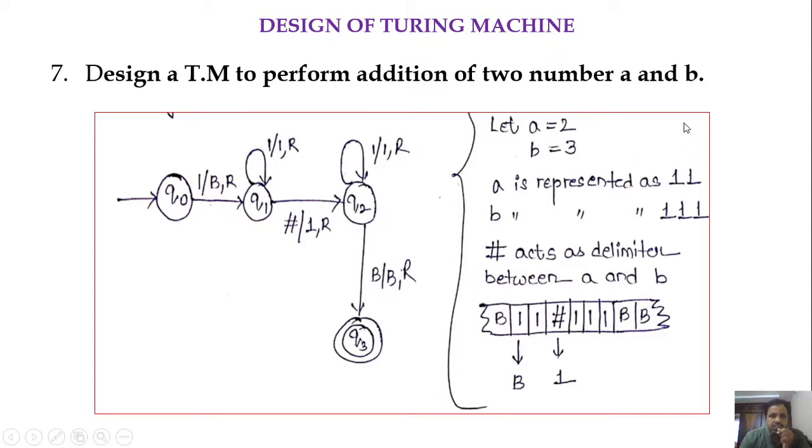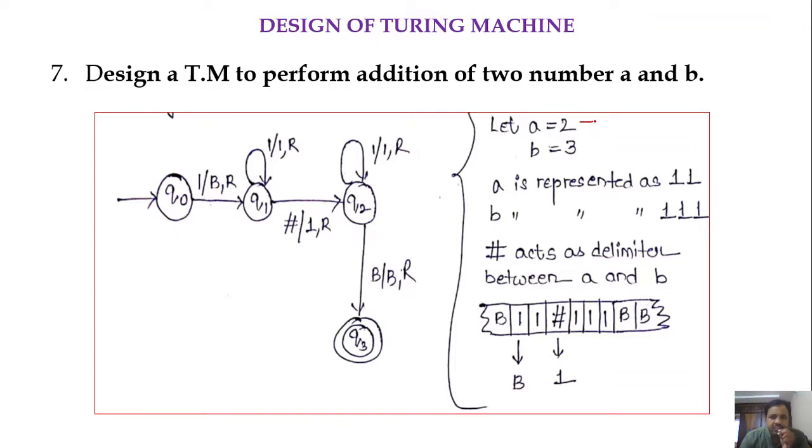So, in today's session, we will discuss how the Turing machine can be used to perform different operations. Here we will see how to construct a Turing machine to perform addition, subtraction, and multiplication of two given numbers. Let us start our discussion with the construction of the Turing machine that performs the addition of two numbers. First, let me explain the logic.